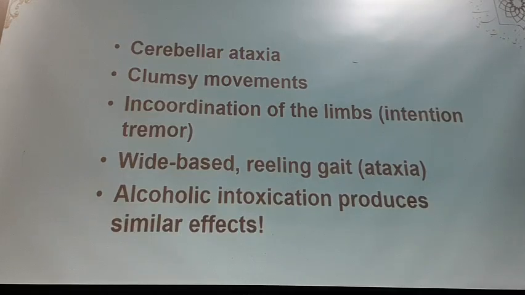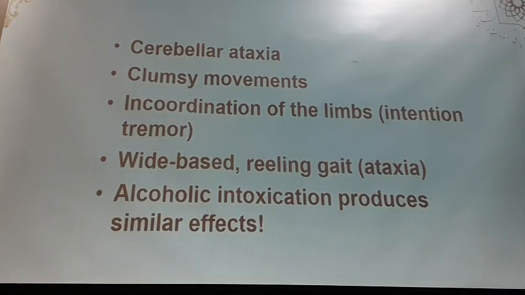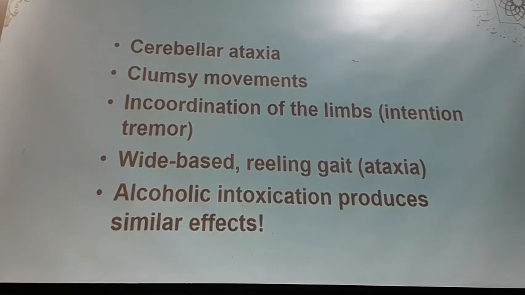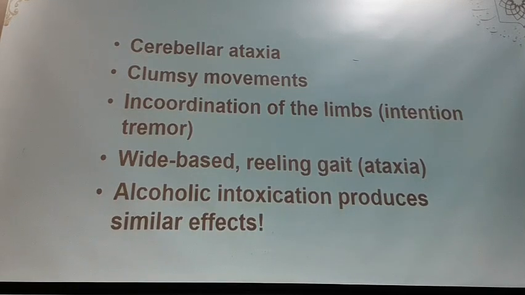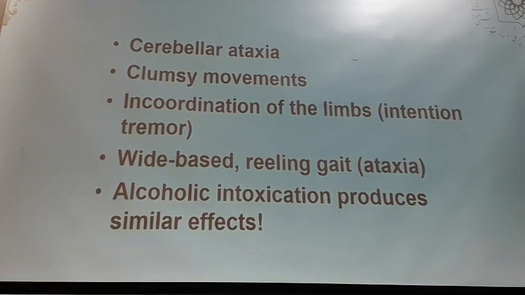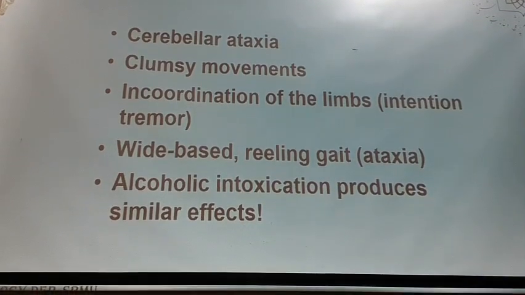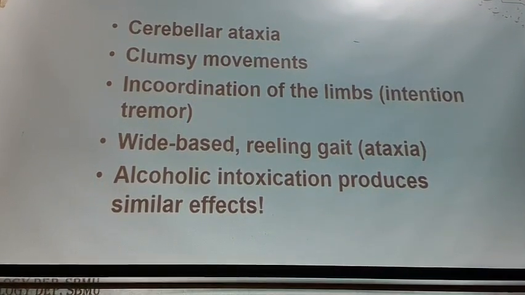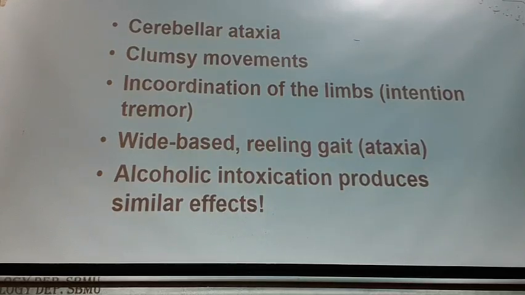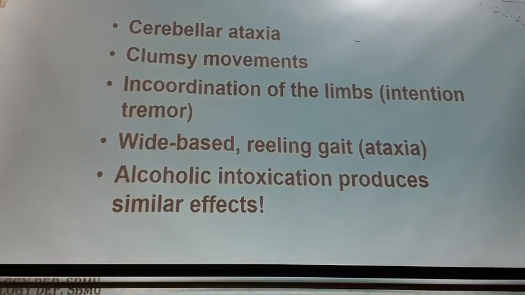There is incoordination of movement in the limb. Therefore, they have intention tremor. They are not able to control the timing of the movement. And all of this shows that the cerebellum is very important, and the information coming to the cerebellum by the spinocerebellar pathway is so important.